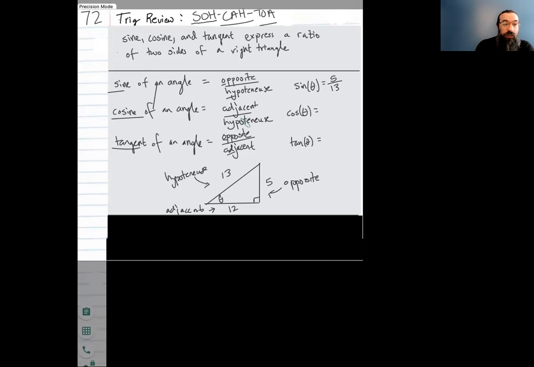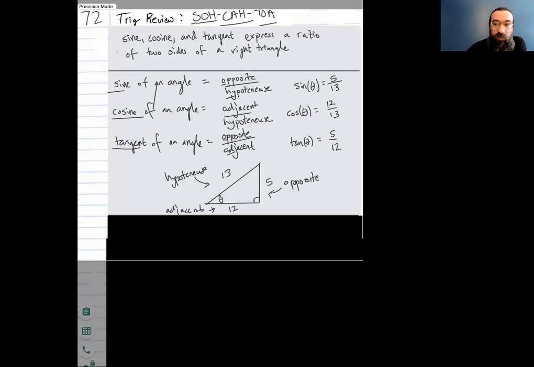Continuing on, cosine is adjacent over hypotenuse. What's the adjacent of this angle? In other words, what's the side that's next to it that's not the hypotenuse? It's this one over the hypotenuse. So it's 12 over 13. And then finally, tangent is the opposite over the adjacent. So 5 over 12. So that's as simple as it is. It really is super straightforward.